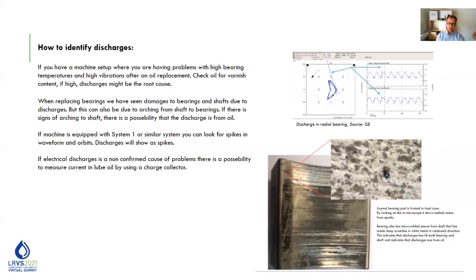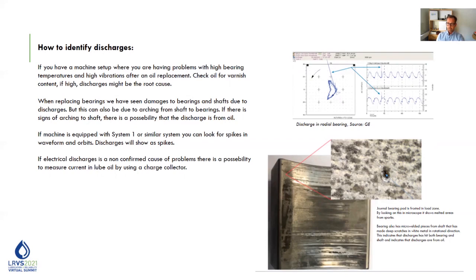If the machine system is equipped with probes and a System 1 or similar system, you can look for spikes in the waveforms and the orbits. You see spikes here and here and here. If you see spikes in the waveforms, there is a possibility that you have electrical discharges in your bearings. And it's also possible to detect it by using a charge collector to measure the amount of electricity charged into the oil. We have never used this ourselves, but we know that many times this has been a valid solution to detect this problem.